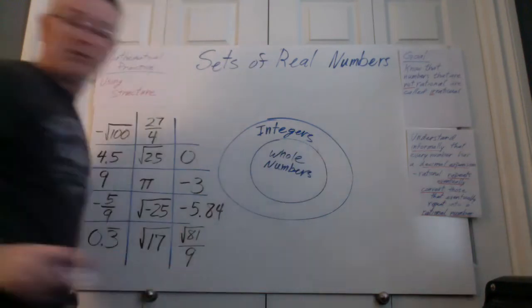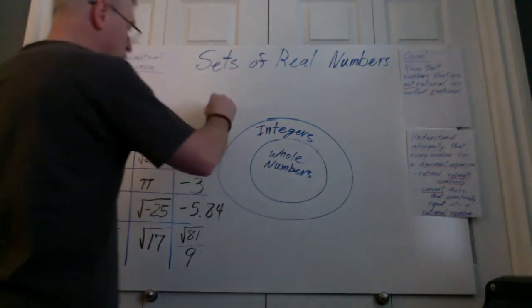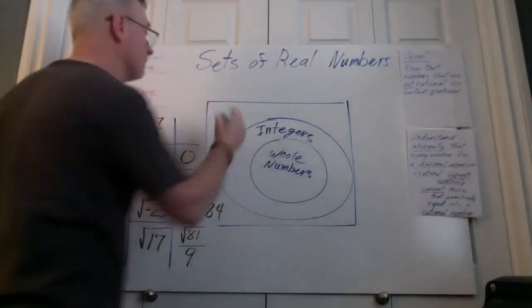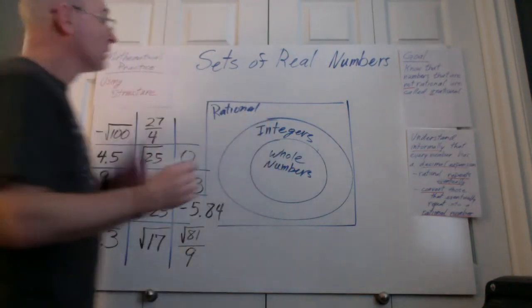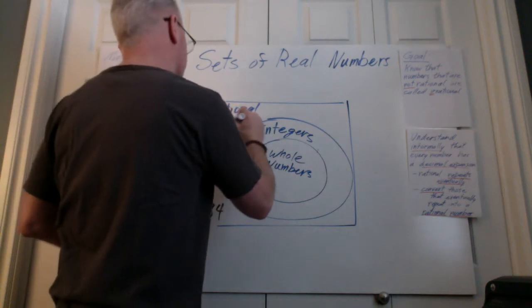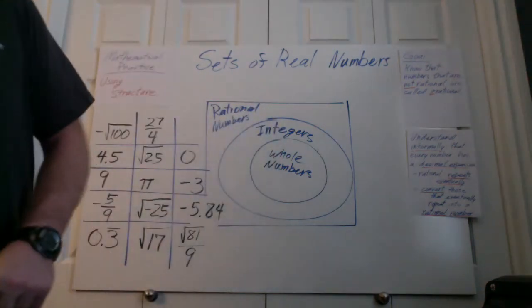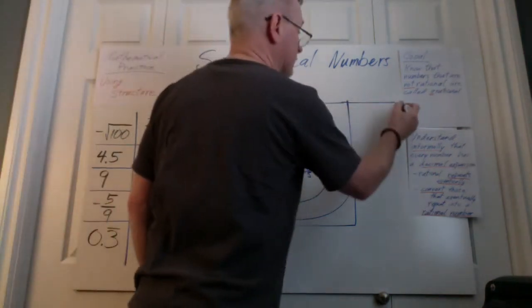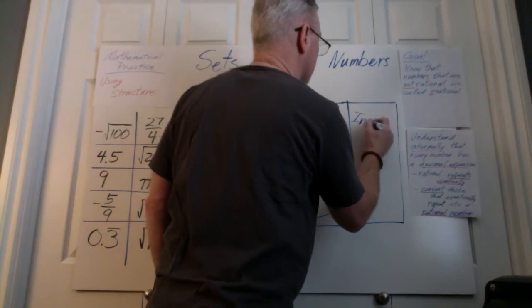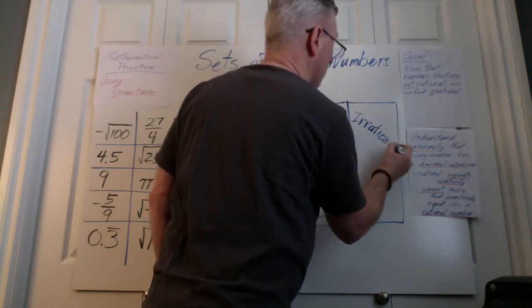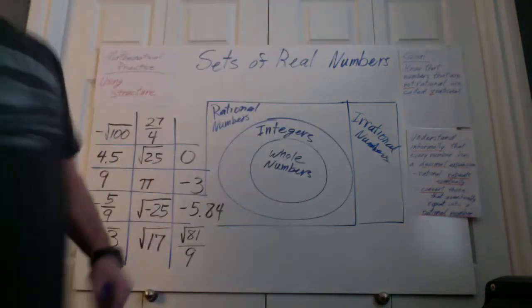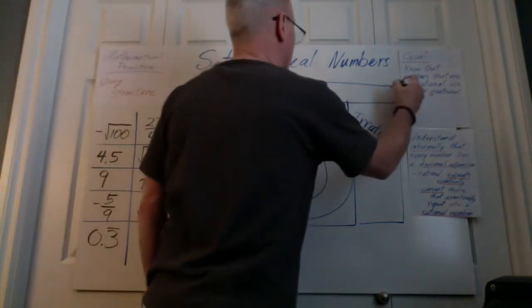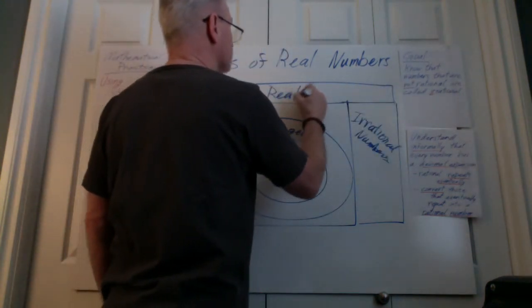Integers. And then outside of that, we're going to put the rational numbers. We're going to put rational numbers over here. Okay? So these things are going to be rational. I might as well put the word numbers in there. Numbers. And then over here, I'm going to put irrational numbers. Irrational numbers. And then over top of this, real numbers.